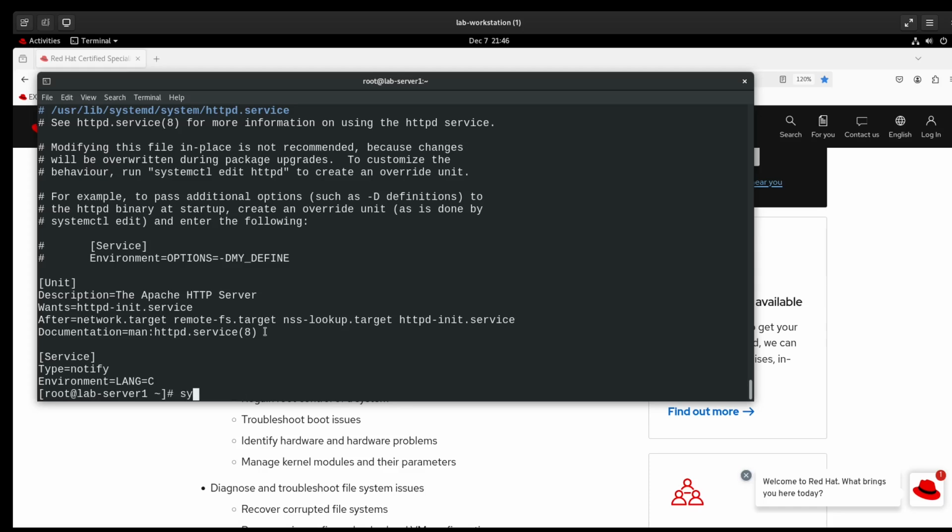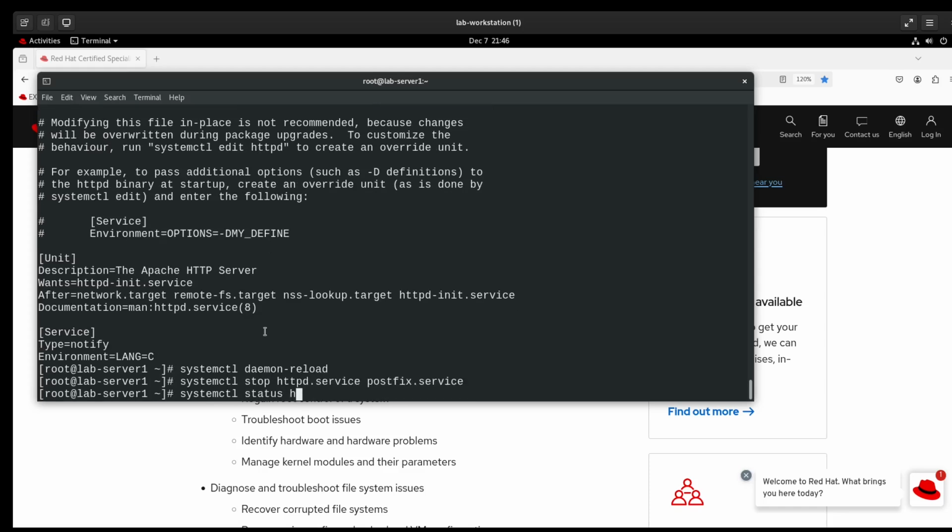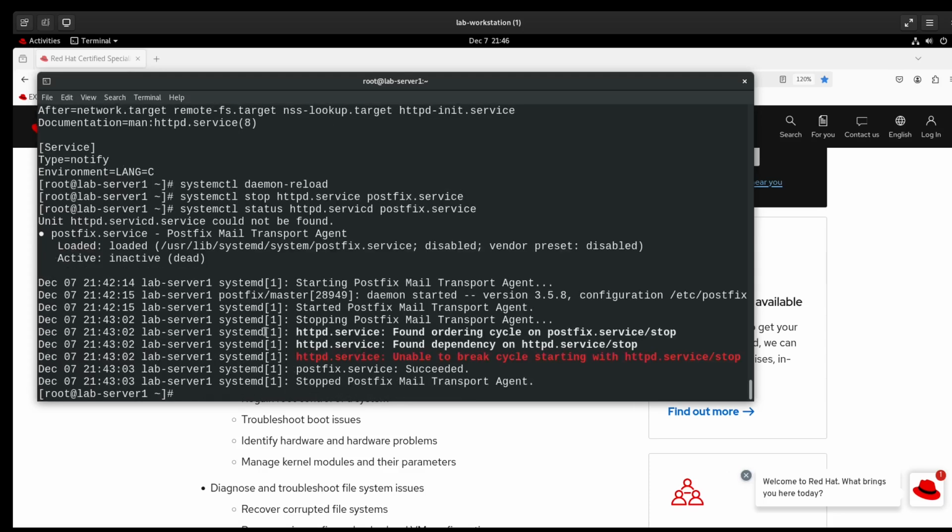Let's see if we can stop them now. Let's do systemctl daemon-reload and systemctl stop httpd.service and postfix.service. Check the status of both of them. Well, I guess that's one way to fix it. Obviously, well, I guess it was complaining there. Anyway, let's take a look real quick.